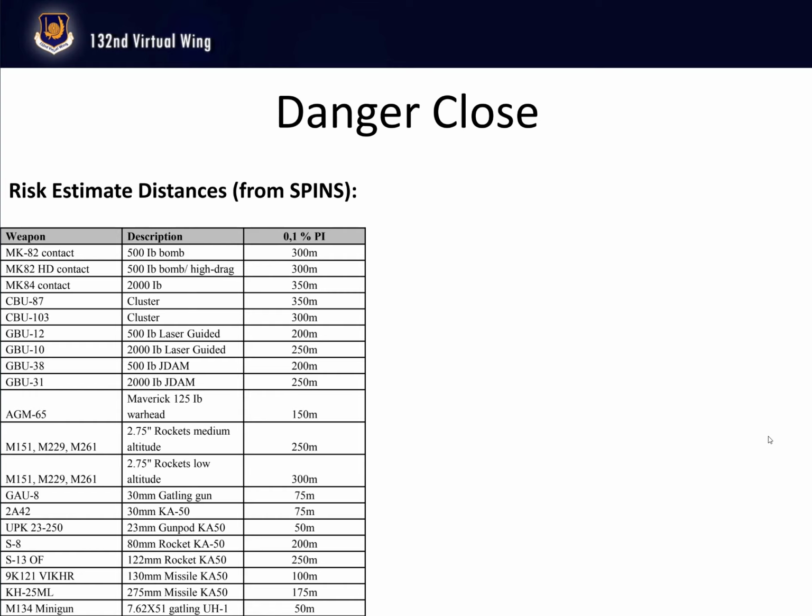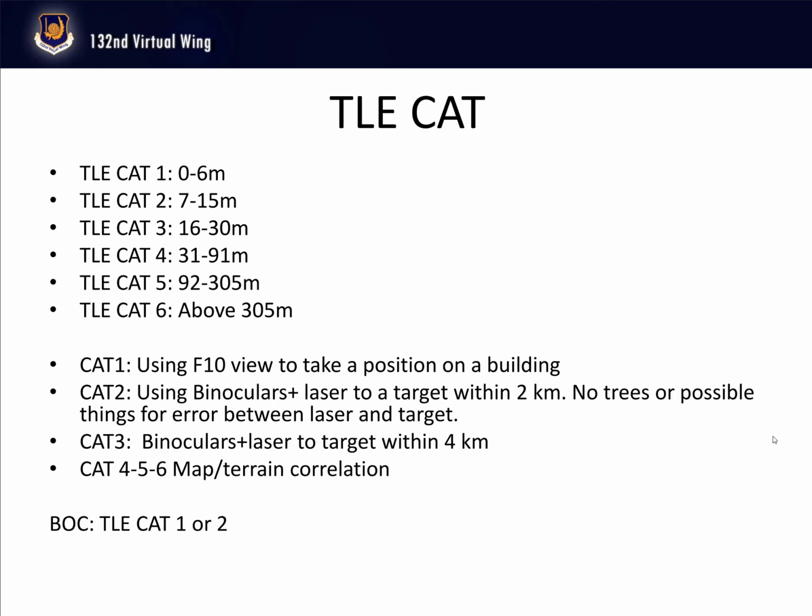What else do we have? We have a TLE category. I'm saying it only for background. We will not use it, we hardly ever use it. Slide 31: TLE is target location error, and we use it to describe how well we can localize a target.